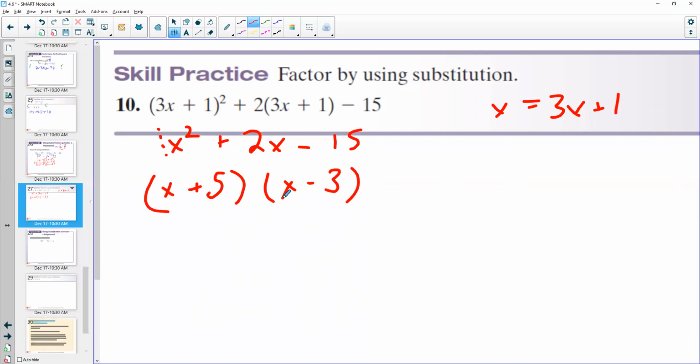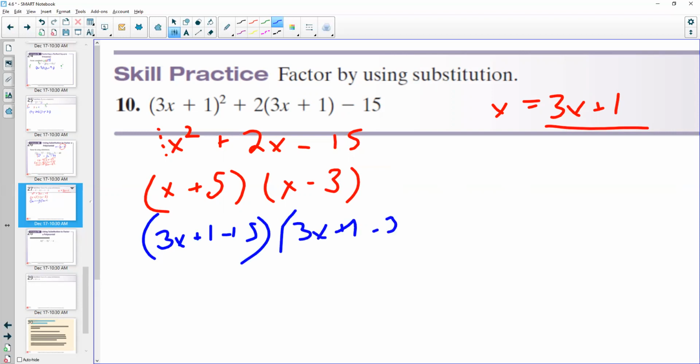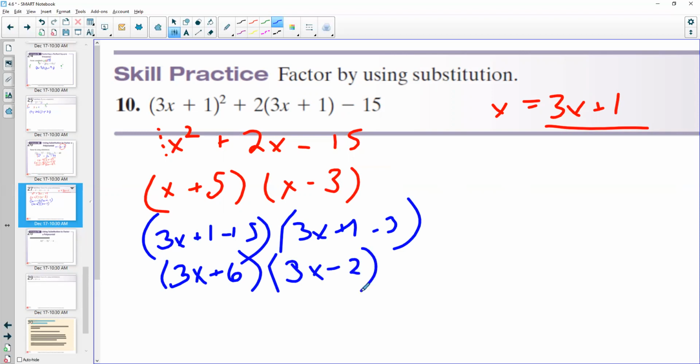So I have my factors now. Now I need to put that back. So 3x plus 1 plus 5 and 3x plus 1 minus 3. So that gets me 3x plus 6 and 3x plus 1 minus 3, which is 3x minus 2. Not terrible. And we're almost there.